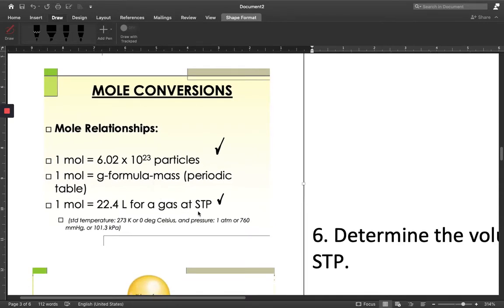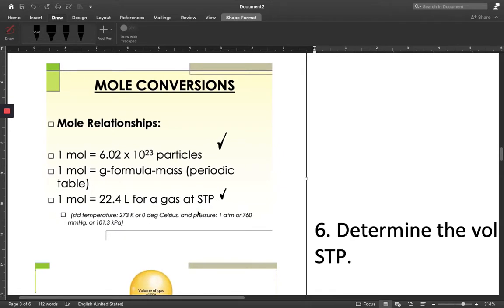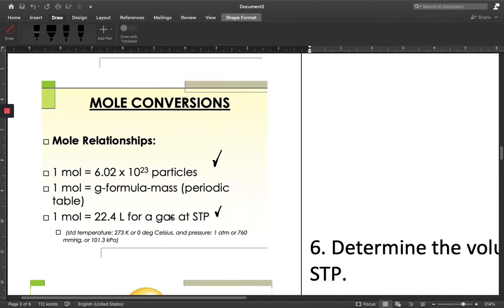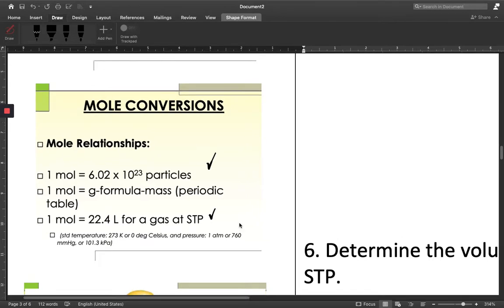will be using the third one, which tells us that 1 mole of a gas at standard temperature and pressure is equal to 22.4 liters as long as this condition holds at STP. That means it is at a temperature of 0 degrees Celsius or 273 kelvins and a pressure of 1 atmosphere or 760 millimeters of mercury or 101.3 kPa or kilopascals. So we can only use these relationships if we have the phrase at STP, at standard temperature and pressure.